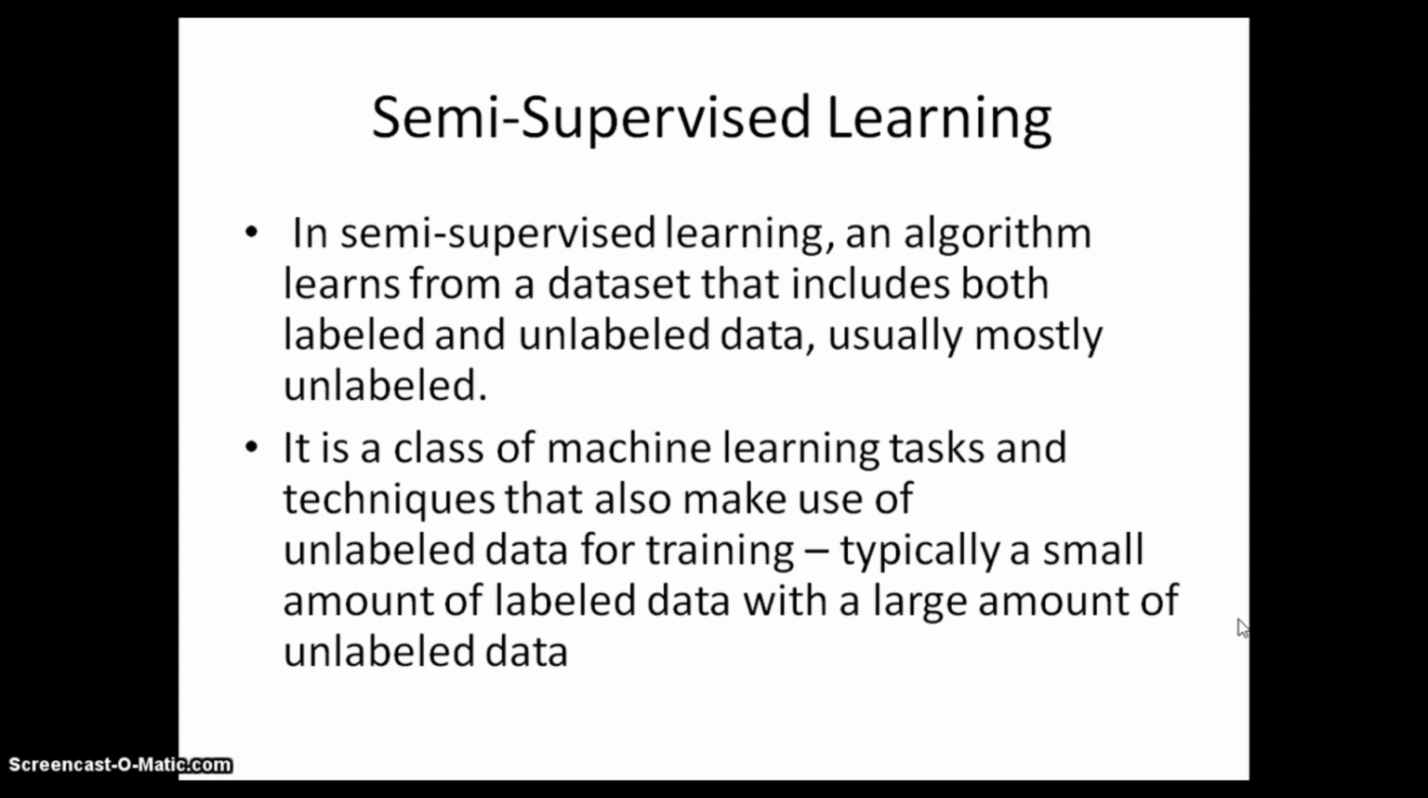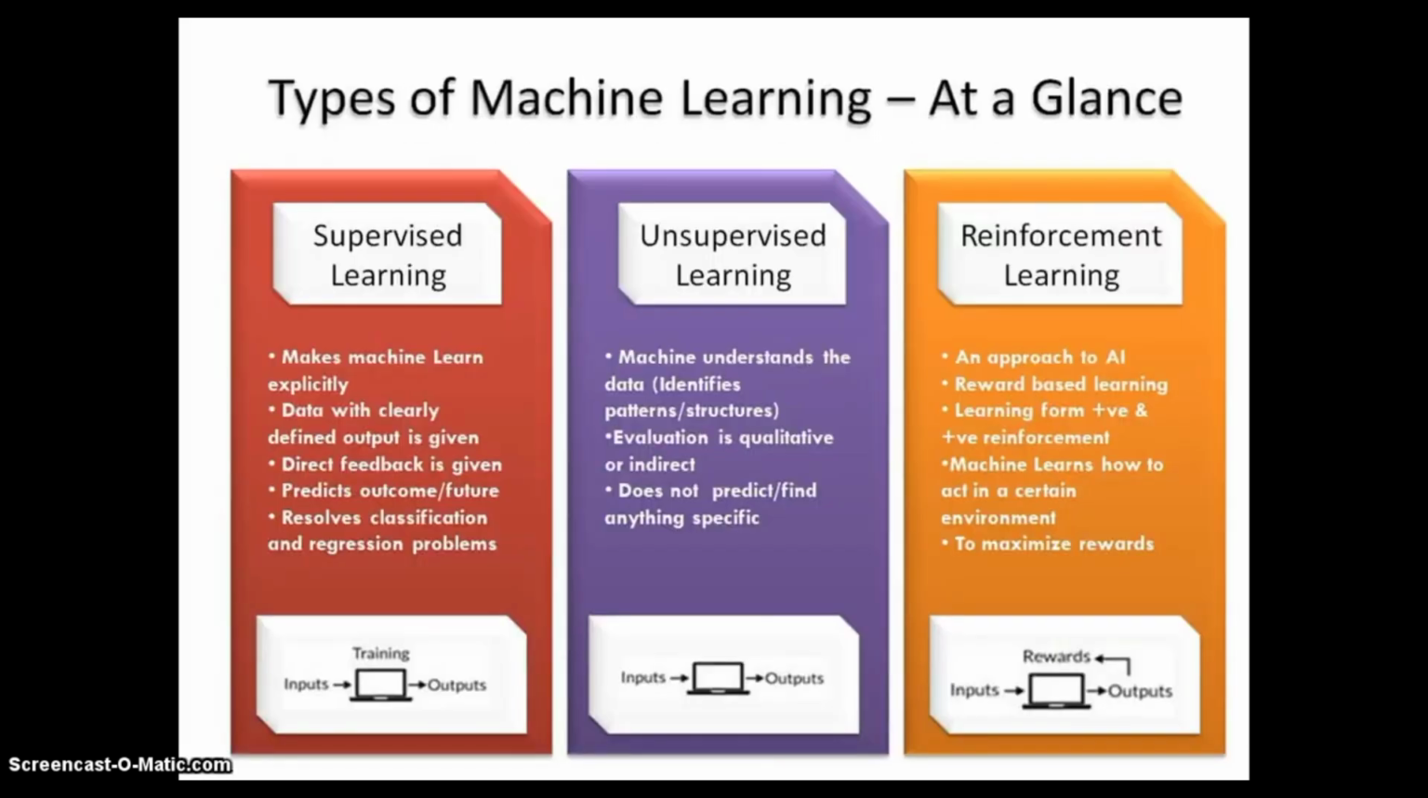Semi-supervised learning typically uses a small amount of labeled data with a large amount of unlabeled data. So in semi-supervised learning we have a large amount of unlabeled data, so the machine will learn from past experience as well as by finding the pattern among the data. So it is a combination of supervised and unsupervised learning.